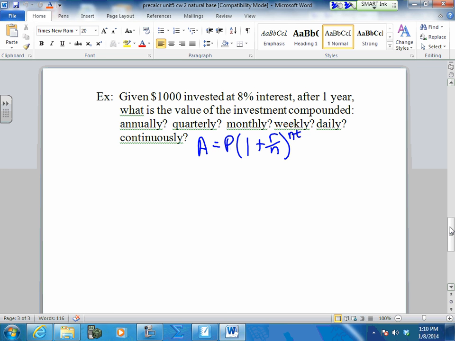Now, let's break this apart. I'm giving $1,000. Is this my principal or my accrued? That's your principal. So let's pull it off and make our information box. I'm invested at 8%.